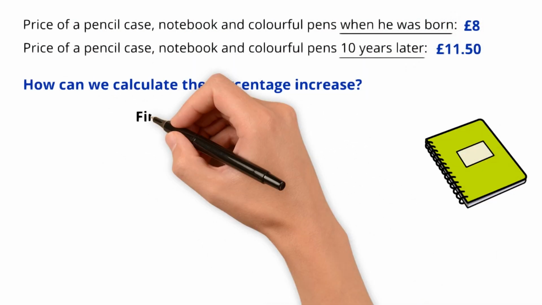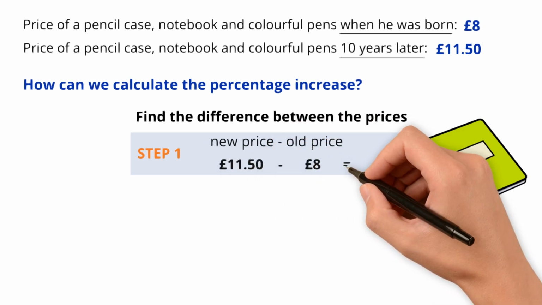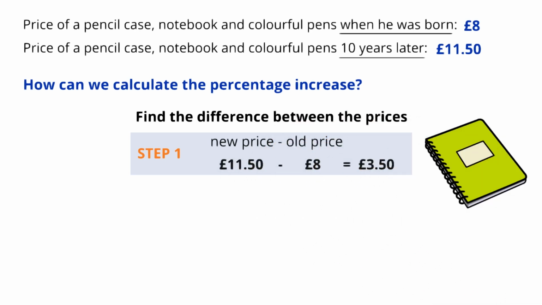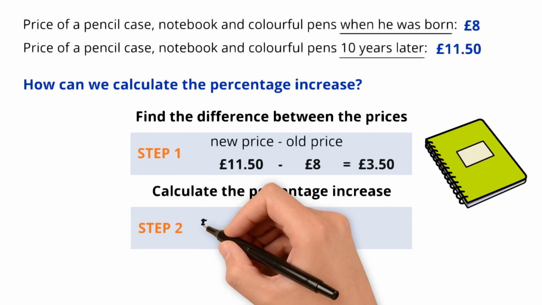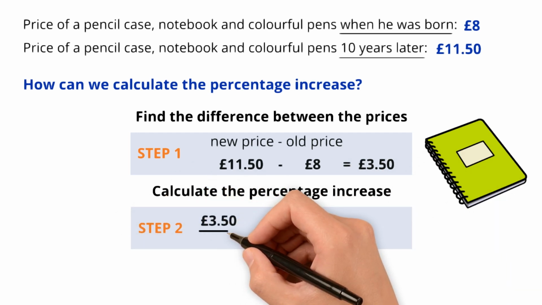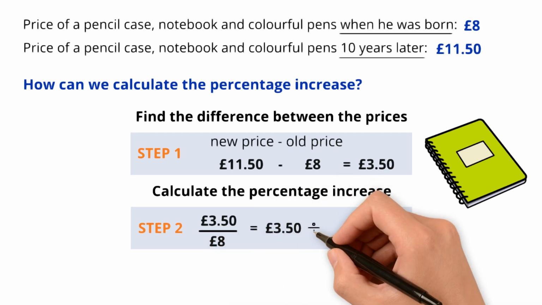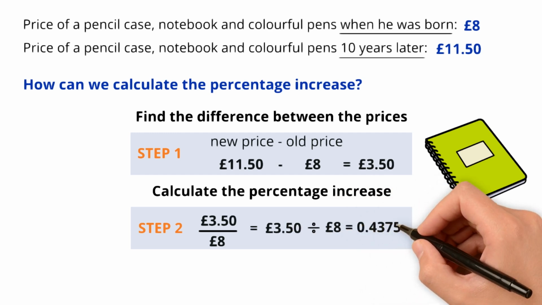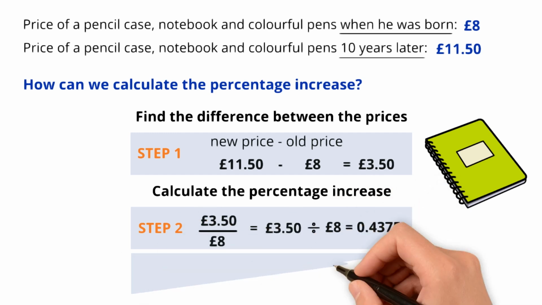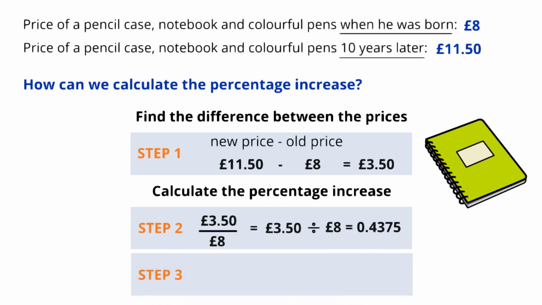Step 1. To work out the difference between the two prices, we can calculate £11.50 minus £8, which equals £3.50. We then find the difference in prices as a fraction of the original price of £8. So we have £3.50 over £8, which we calculate by doing £3.50 divided by £8, and using a calculator, this gives us 0.4375. To make this a percentage, we then multiply by 100, remembering that multiplying by 100 means we can move the decimal point 2 places to the right.